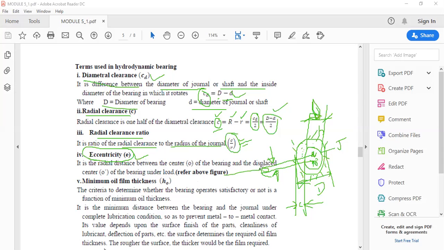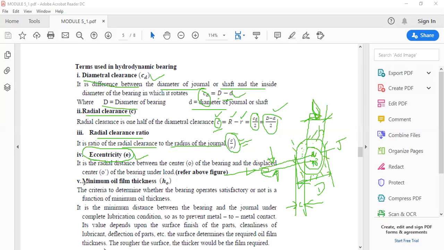You can refer to this figure. This is related to the eccentricity. Eccentricity is the distance between the centers of the bearing and the shaft or the journal. So this is the next important term.